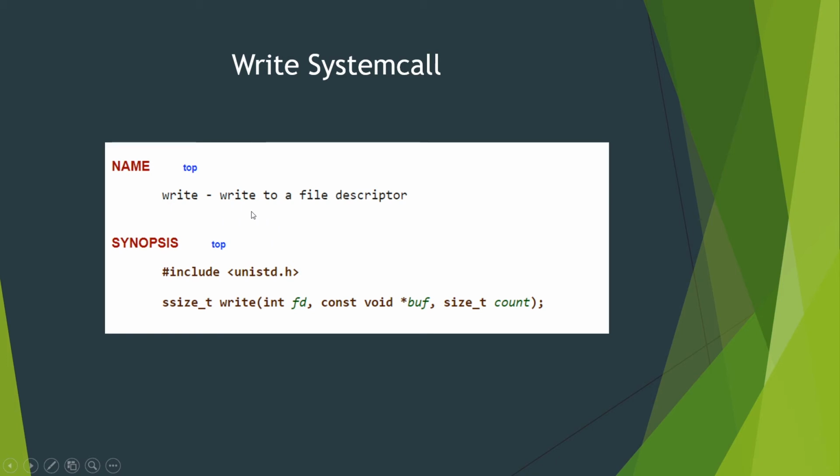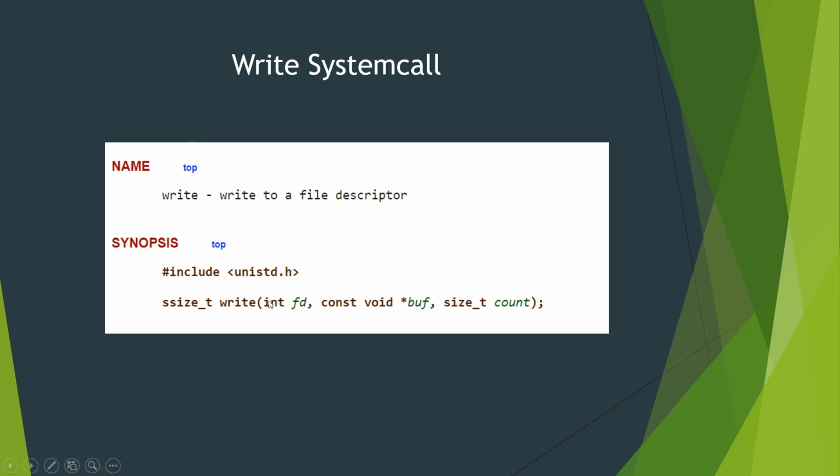The write system call writes data to a specified file descriptor, and it's in the unistd header file. So let's see this syntax. The size_t return type returns an integer, actually it returns the program result: the number of bytes written if executed, and -1 for failure.